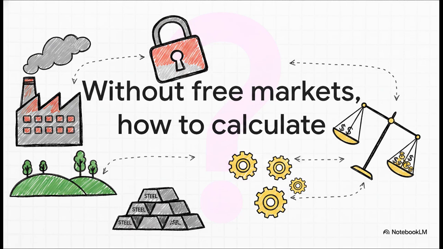If the government owns all the land, all the steel, and all the factories, they obviously don't buy or sell them on an open market. So, without free competitive markets for those factors of production, how do you actually calculate what anything truly costs to make? This right here is the system's biggest theoretical hurdle.